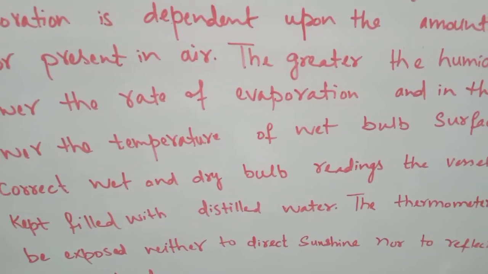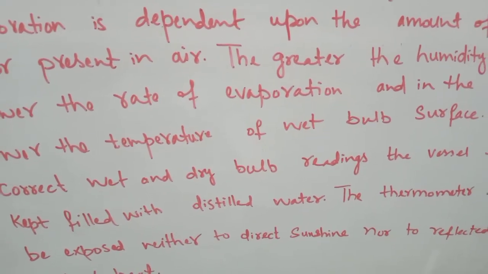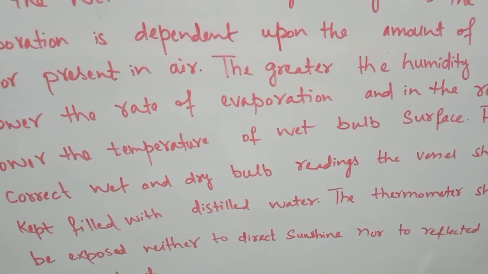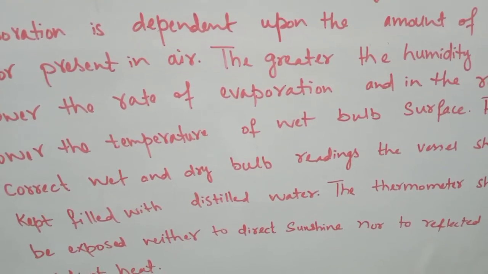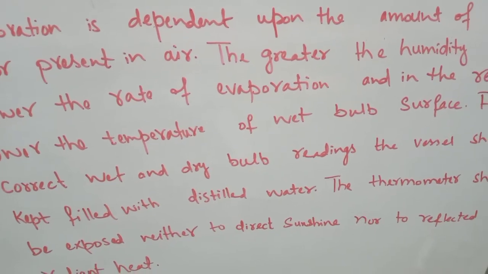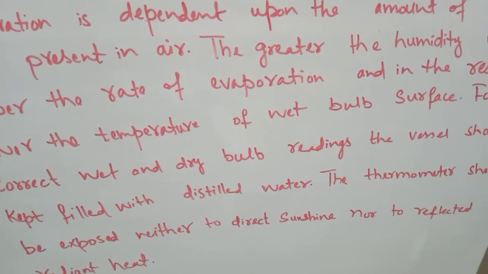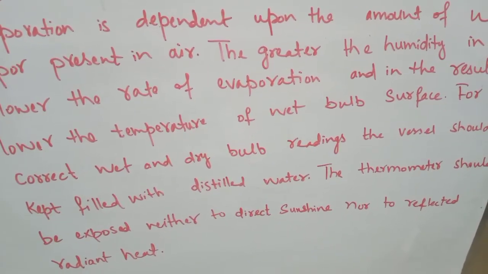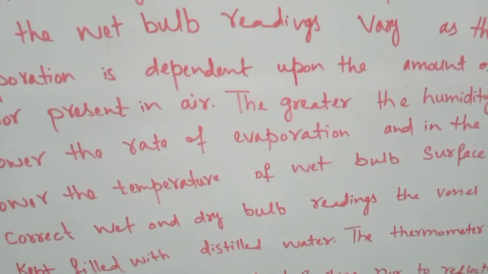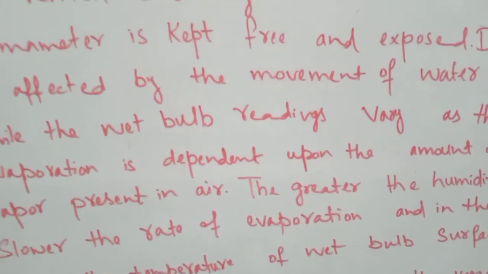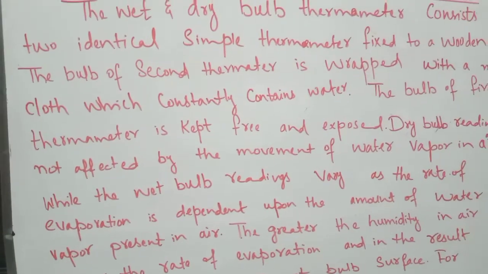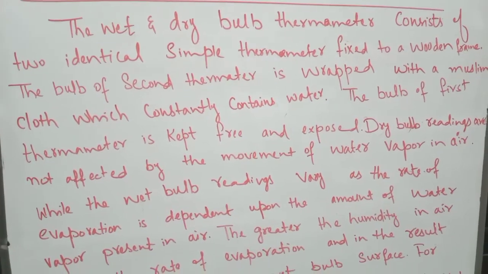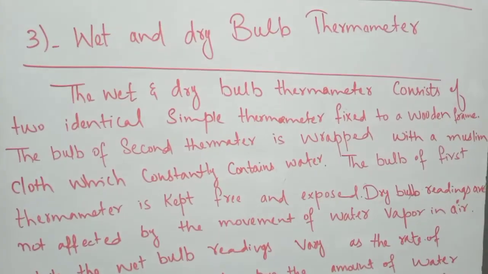And if we want to check and have the correct reading using this apparatus, the wet and dry bulb, what remedies or corrections can we apply at the time? We need to fill the vessel of the wet bulb thermometer with distilled water, so no errors will occur. And secondly, there shouldn't be any exposure to sunlight or any other heat. So these are the two important ways to avoid any error during the time of reading. So this is all about the wet and dry bulb thermometer.